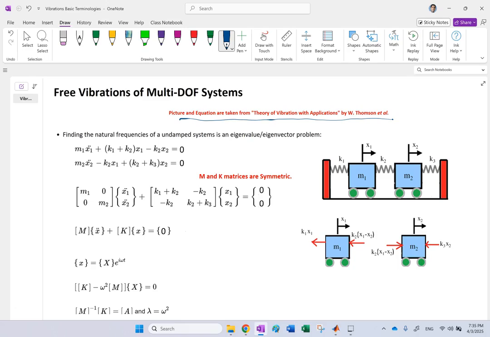So here we're going to look at systems with two DOFs, but this approach can be extended to any higher degrees of freedom. So the goal is to find the natural frequencies and mode shapes of a system with several degrees of freedom. And we can see that if there is no damping, it is going to turn out to be a simple eigenvalue, eigenvector problem.